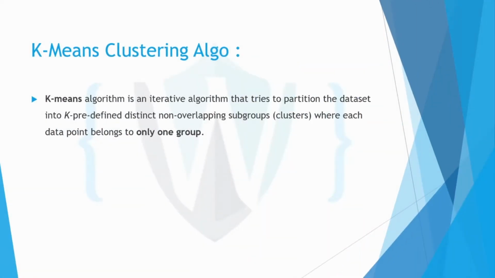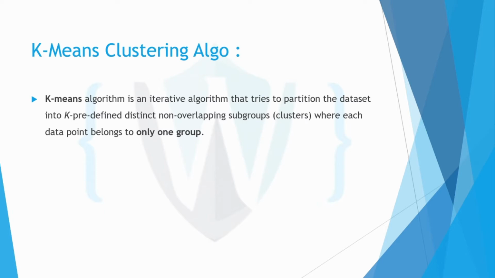So what is k-means clustering? The k-means algorithm is an iterative algorithm that tries to partition the dataset into k predefined distinct non-overlapping subgroups or clusters, where each data point belongs to only one group. In simple terms, the k-means algorithm splits or partitions our data sets into different subgroups or clusters, and each data point will belong to only one subgroup.